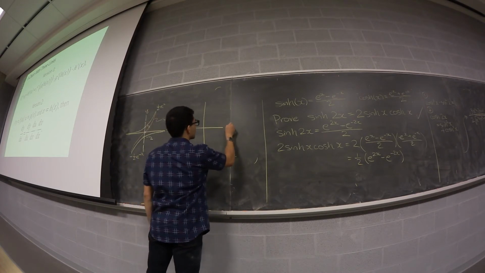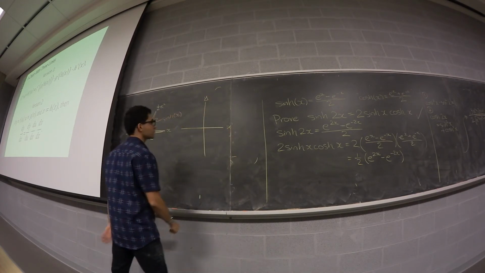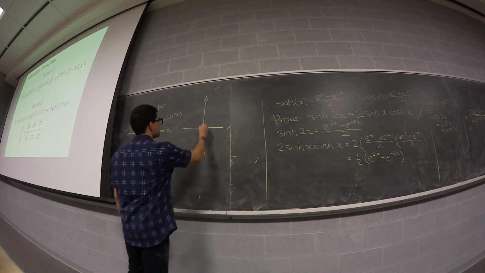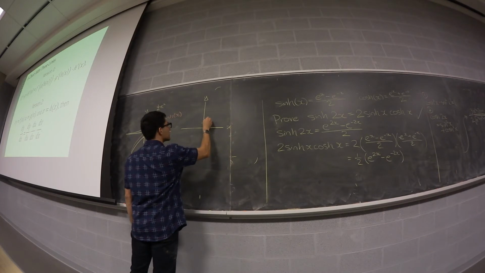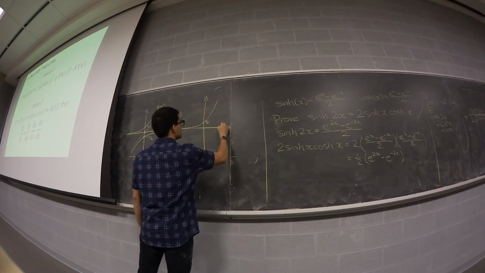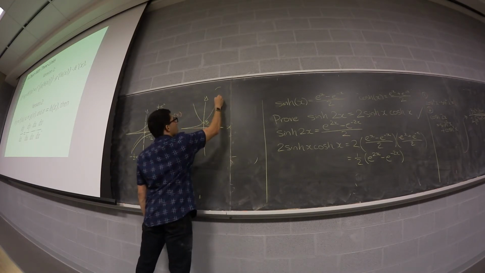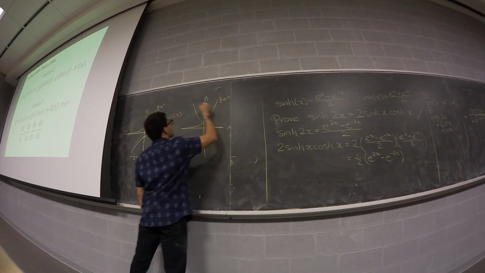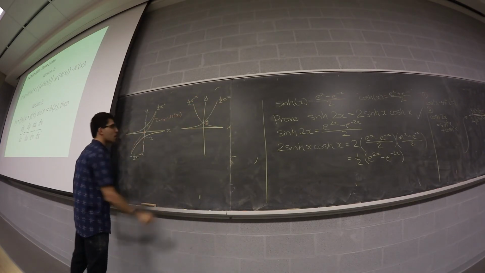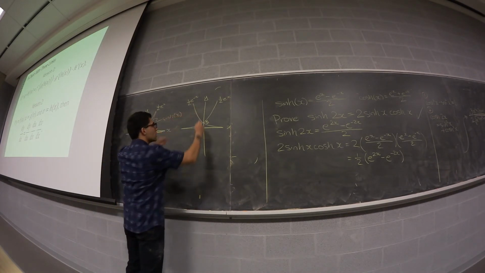For cosh, what do we have? One half e to the x plus 1/2 e to the minus x. That's 1/2. One half e to the x, 1/2 e to the minus x. Okay, I add those two guys and I get 1.